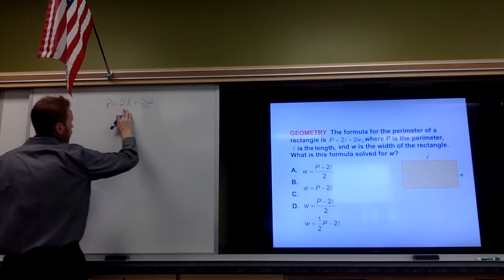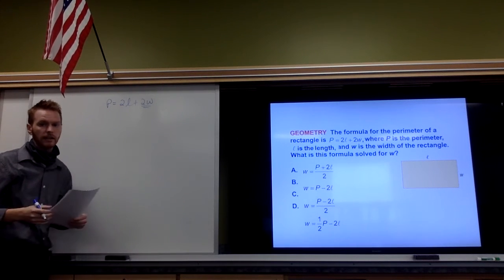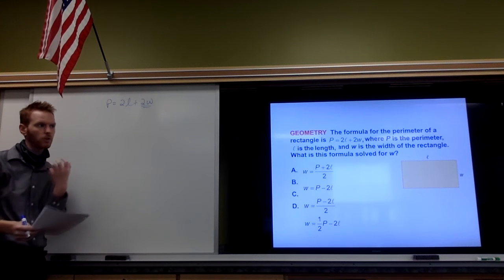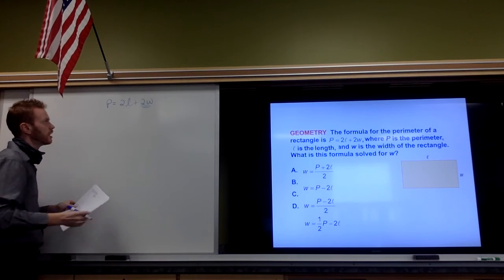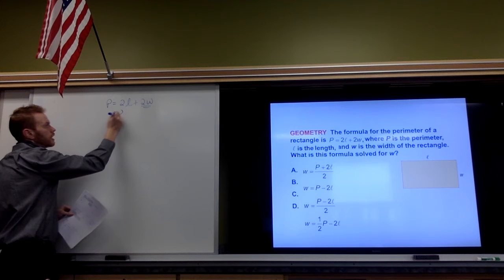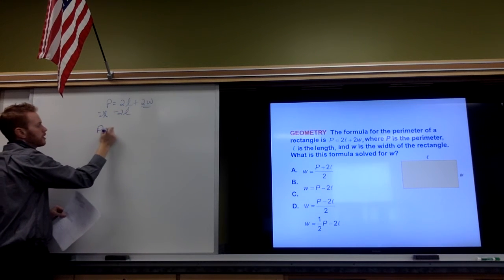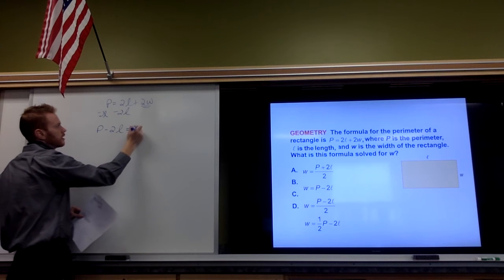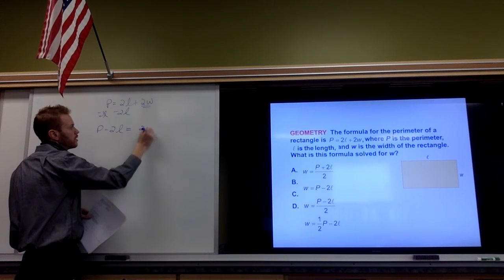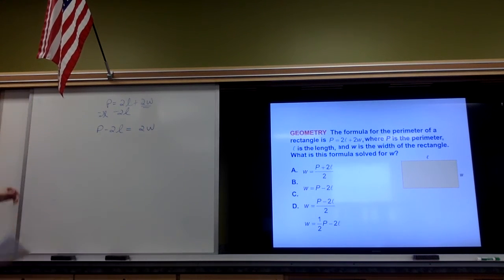This has to go. Now, 2L, twice the length. That's a number. Even though I don't know what L is, it's a number still. And if I'm adding a number, to undo it, I will subtract it from both sides. So perimeter minus twice the length equals 2W. Just like that. Okay?